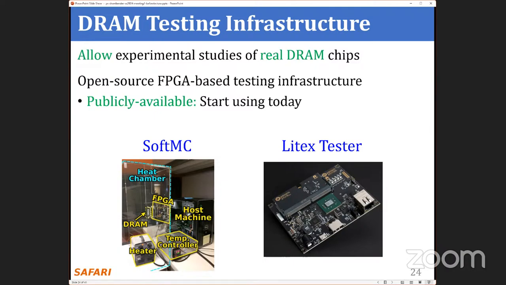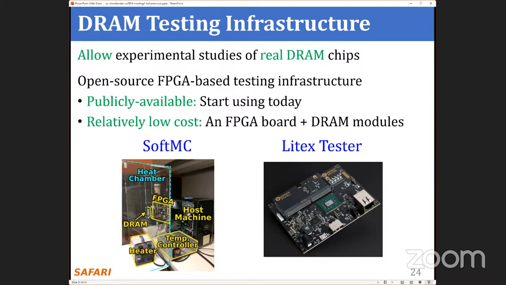DRAM Bender is an open source FPGA-based testing infrastructure that is publicly available on our GitHub repository. It's relatively low cost. It just consists of an FPGA board with a memory slot and the memory modules under test. Here we show two similar projects that follow this paradigm. On the left is SoftMC, the predecessor of DRAM Bender, and on the right is the LiteX tester, where we can see the FPGA board and the DRAM modules under test.